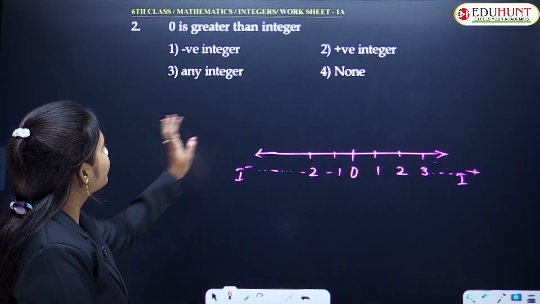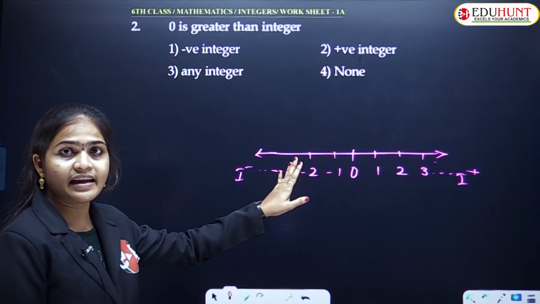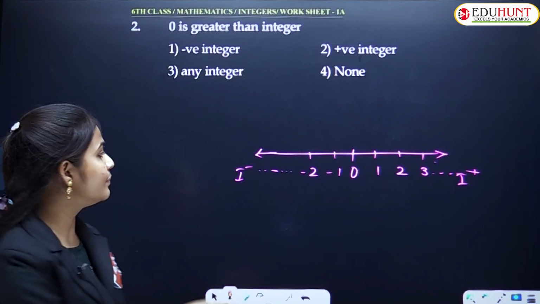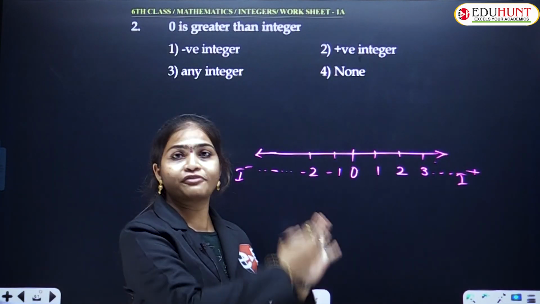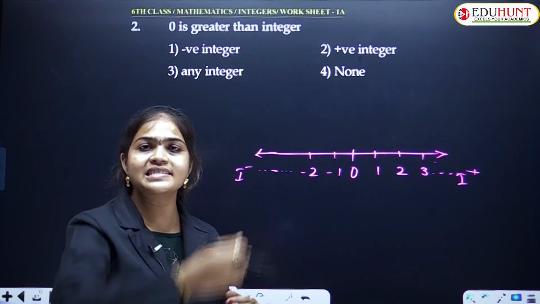Okay, ma. See that. We can write this as 0 on the left side. 0 is greater than which type of integers they are asking. What we said here: when we go from left side to right side on the number line, the number value is in increasing order.